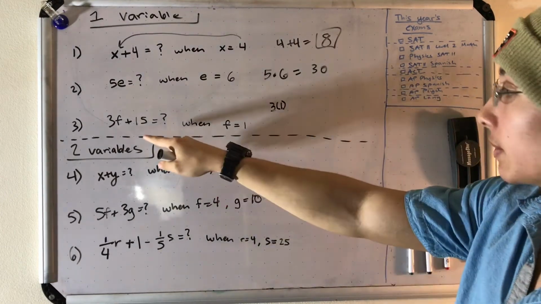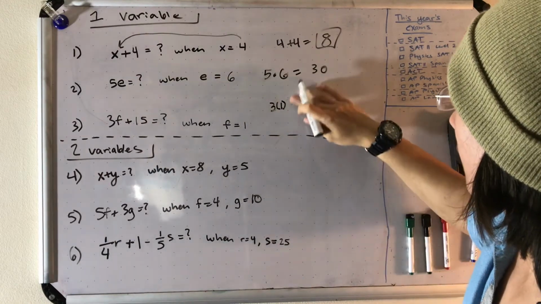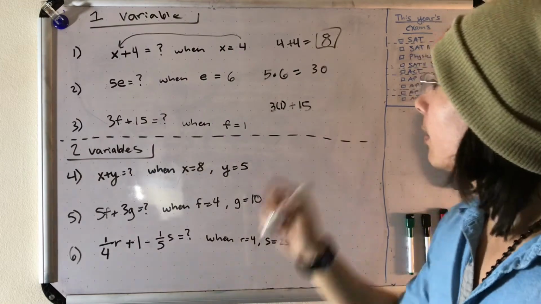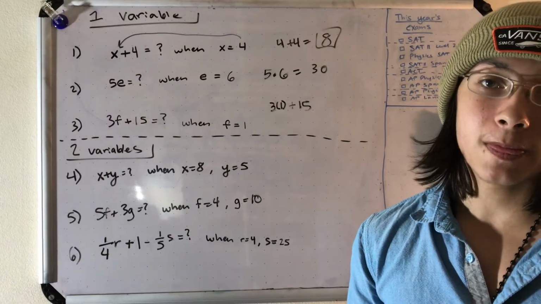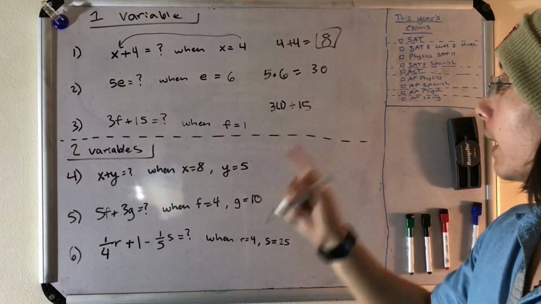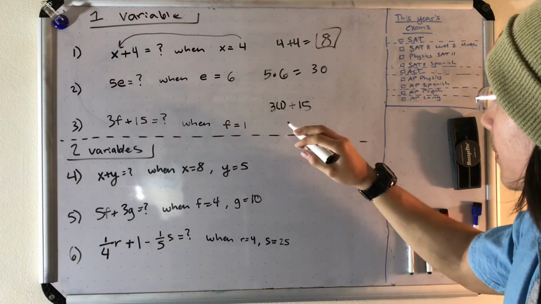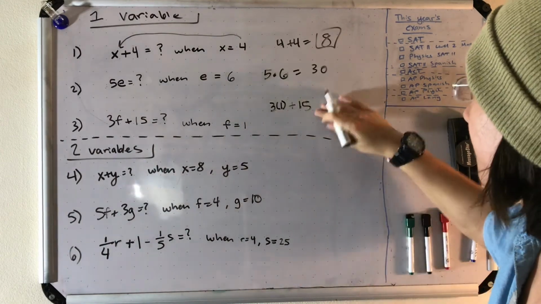So we have 3 times 1, and we're not done, of course, plus the 15, right? Sorry, I'm kind of running out of ink. But now we're just going to follow PEMDAS, so we're going to solve using the order of operations. We have multiplication first and then followed by addition, right? So 3 times 1 is 3, plus 15. That's obviously going to be 18.